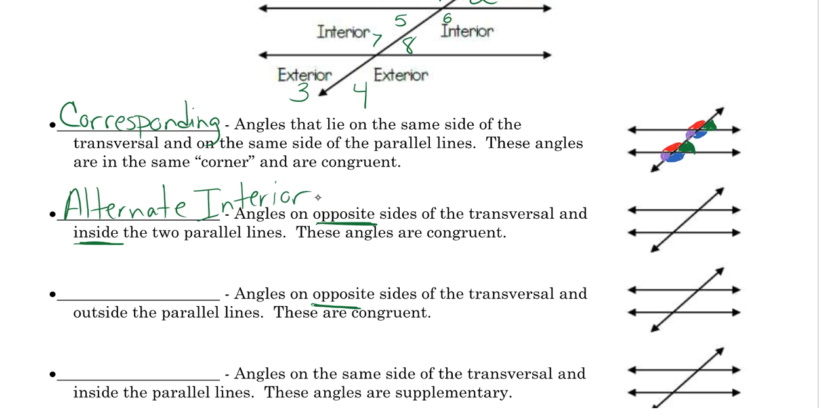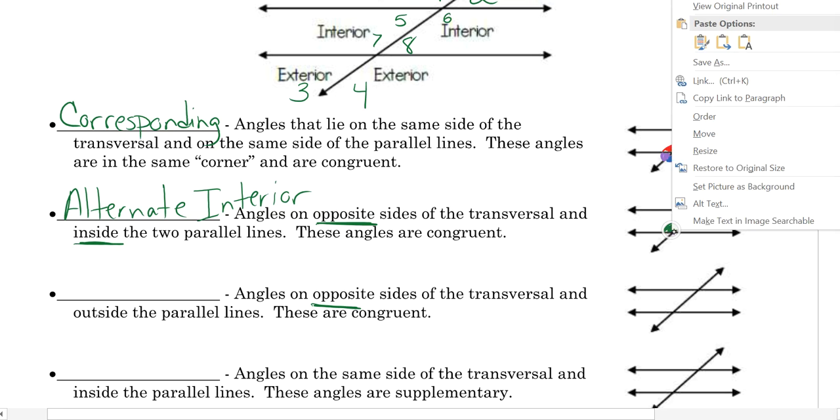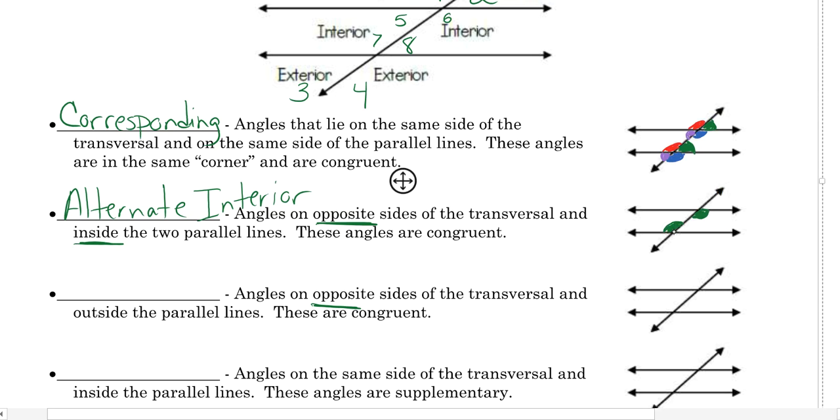So if I were to look at only the interior angles, I have this angle here, and if I am looking for another inside angle that is on the opposite side of the transversal, that would be this angle here. Now, those cannot be congruent by a translation because you'll notice that I didn't just slide it. I had to turn it to be able to get them to map to each other. So alternate interior angles are actually congruent by rotation.